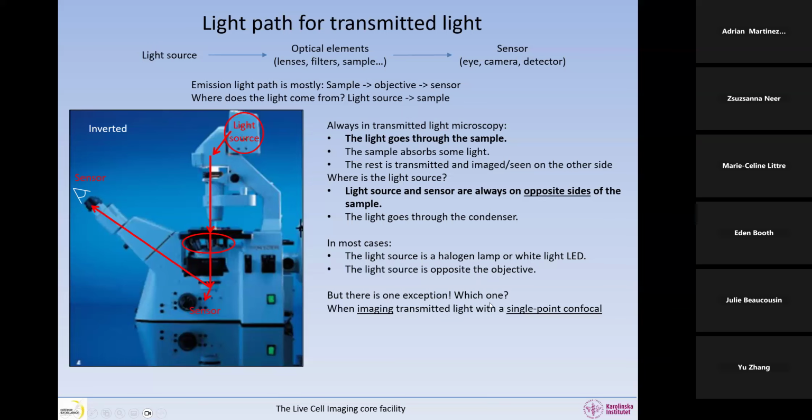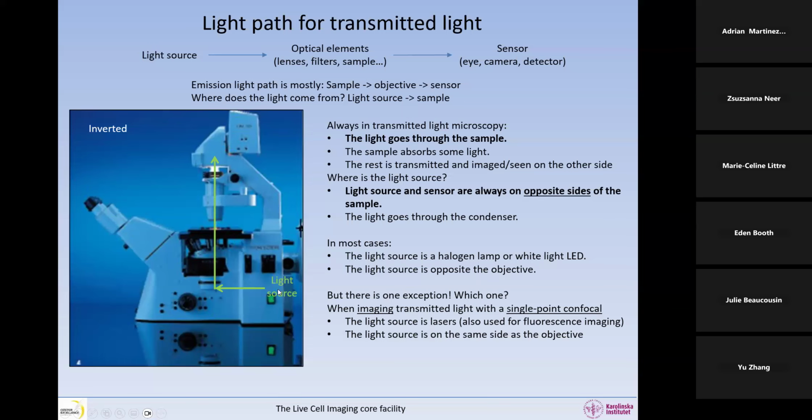When we image transmitted light with a single point confocal, it doesn't work that way. So we don't have the light source opposite the sensor. In that case, and why is that? It's because we use the lasers as light source in a single point confocal. And so it's the same lasers that are used for fluorescence and for transmitted light. And so the light source is here at the bottom. And then it goes through the objective, it goes through the sample.